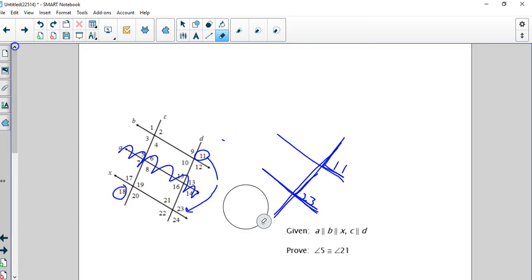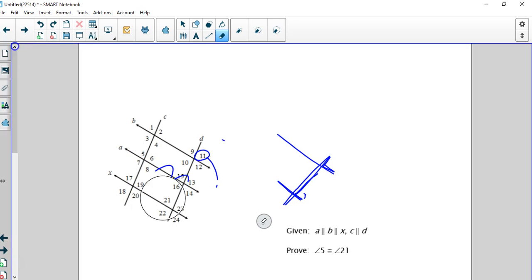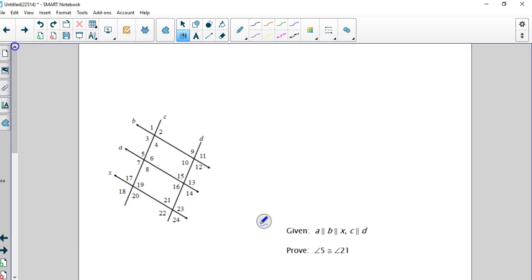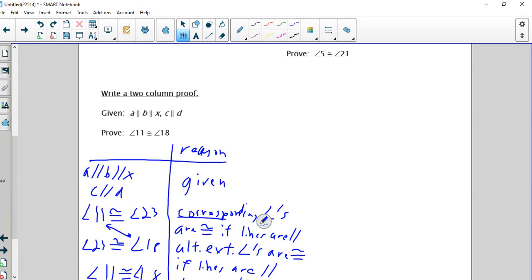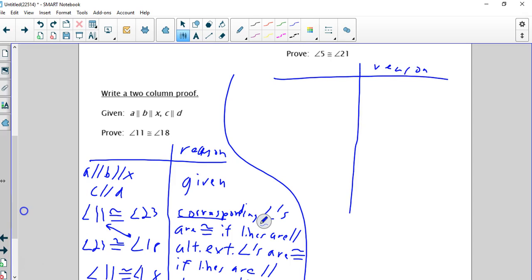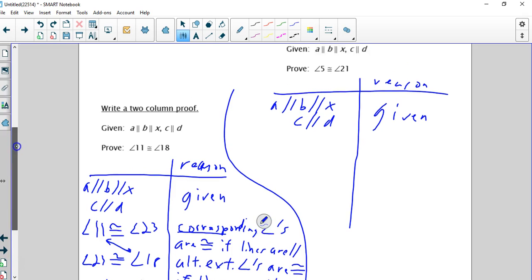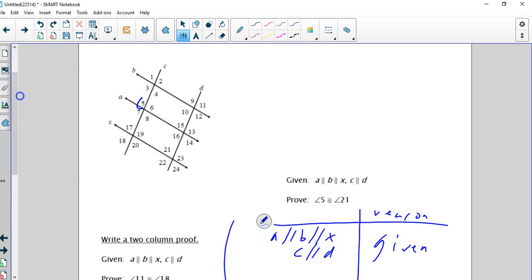Now, we're going to do another one. Last one. Given that A, B, and X are parallel, and C and D are parallel, prove 5 is parallel to 21. So again, for the reason, we say A is parallel to B is parallel to X, and C is parallel to D, and those are given. Now, let's go back and look. We're trying to prove that 5 and 21. So let's find those. 5's here, 21's down here.